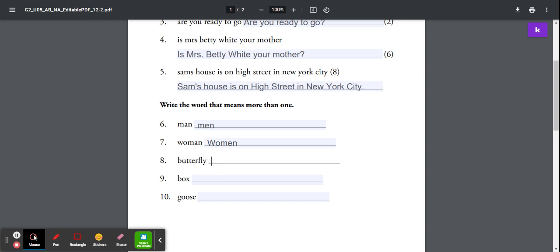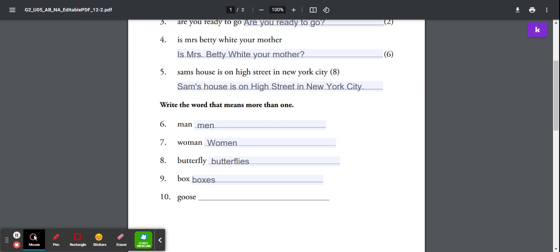Butterfly is one. I remember my grammar rule. I see a Y. I change the Y to an I and I add ES. So butterflies. Change the Y to an I, put ES. Box ends in an X. So certain words end in an X. Box becomes boxes. So BOX, and I put ES because there's an X.